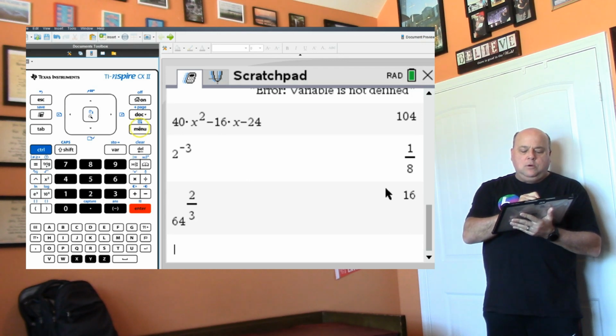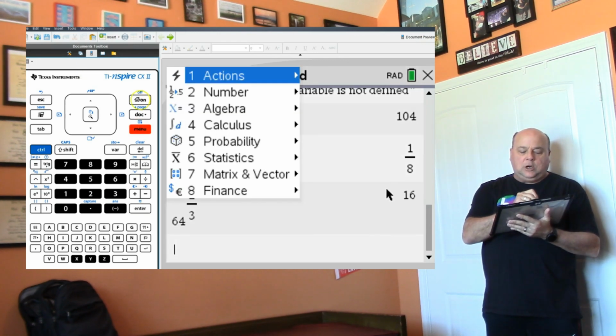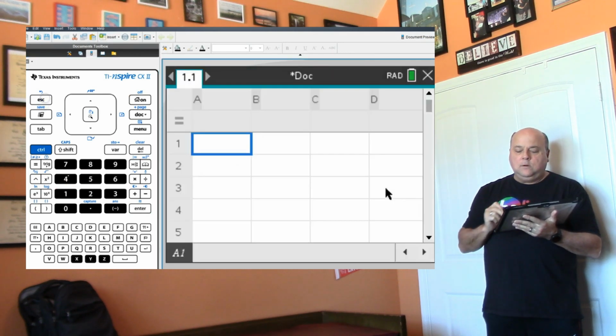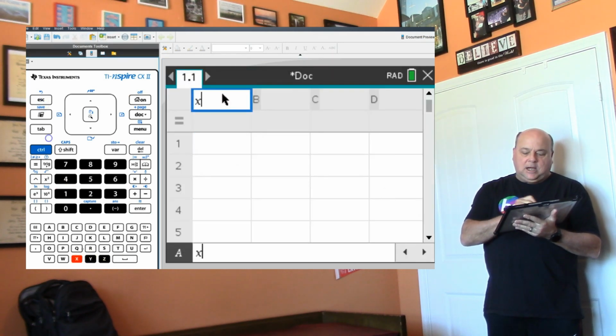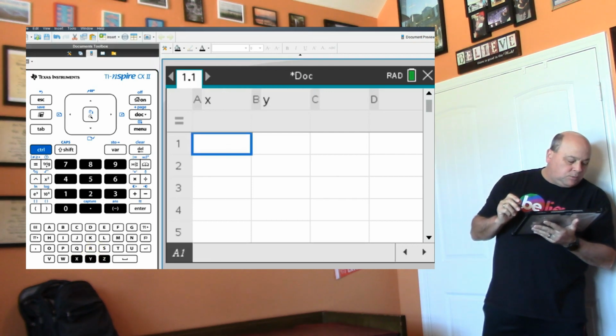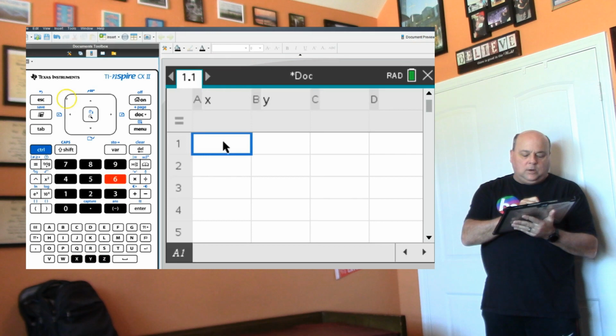We're going to hit menu. We got to hit home button. Then I want 1. Then I want 4. And then put the X and Y on the top, right? You got to have the X and the Y on the top. Now then I'm just going to type in my spreadsheet. So I got 6, 8, and 20.